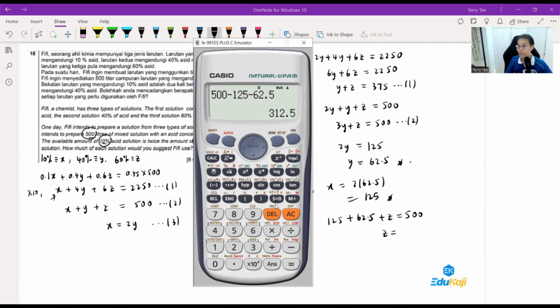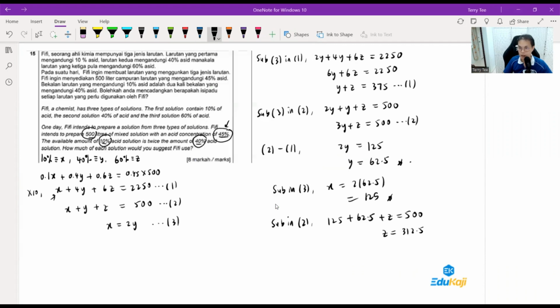Guys, I got 312.5. Yeah, 312.5. So the volume of each solution, 10%, 40%, and 60%, are given as 125, in this case should be liters, right? Yeah, 62.5 liters and 312.5 liters.